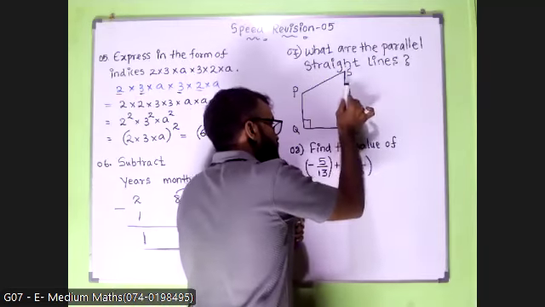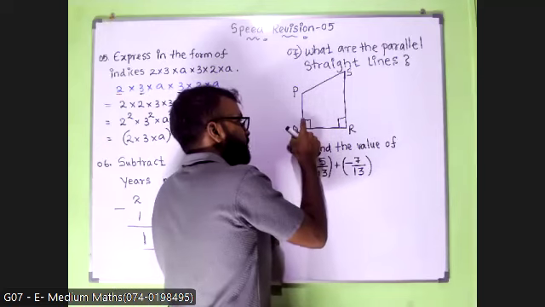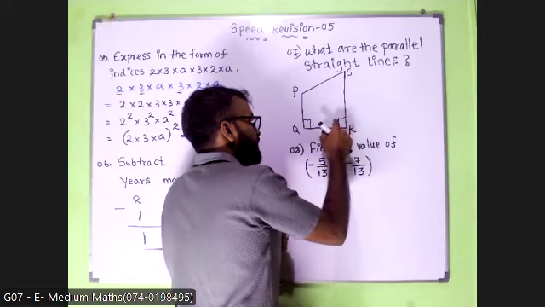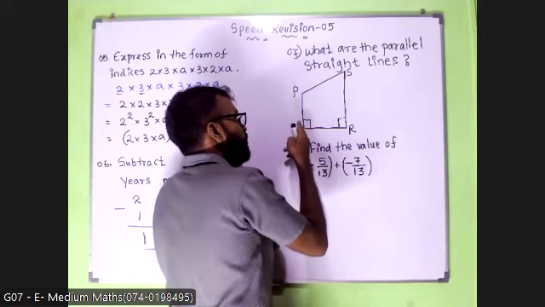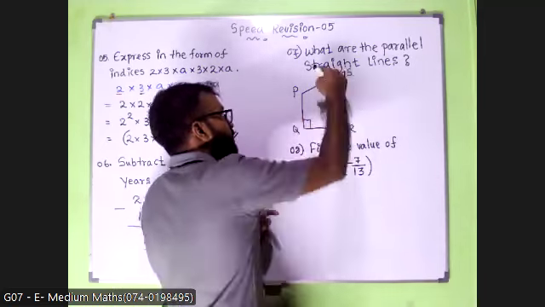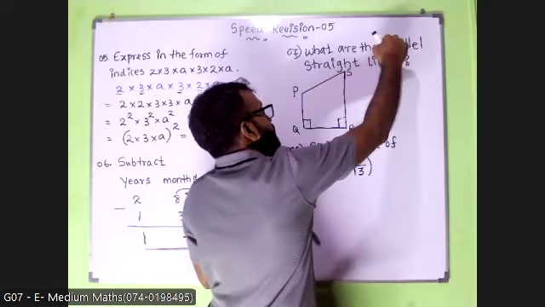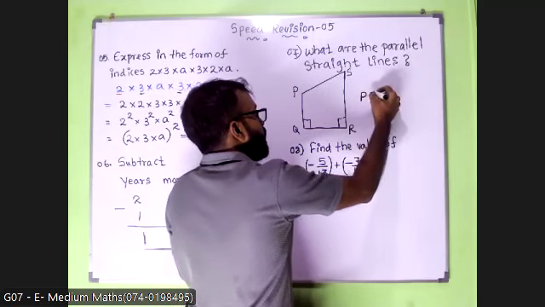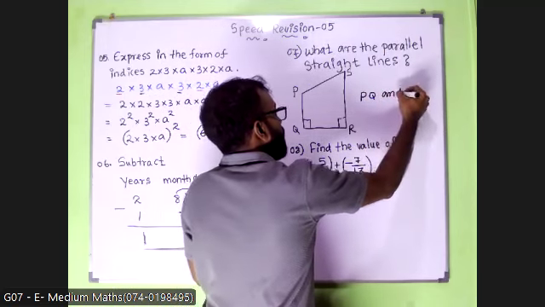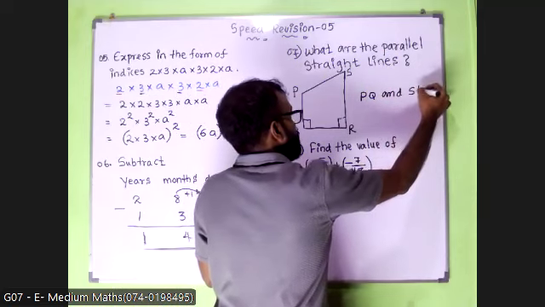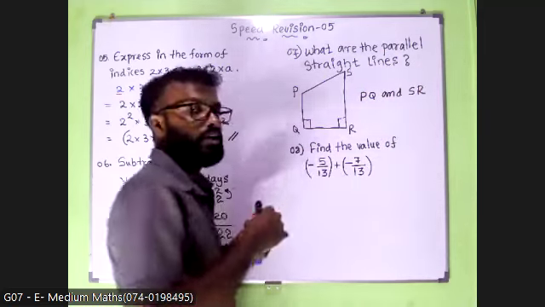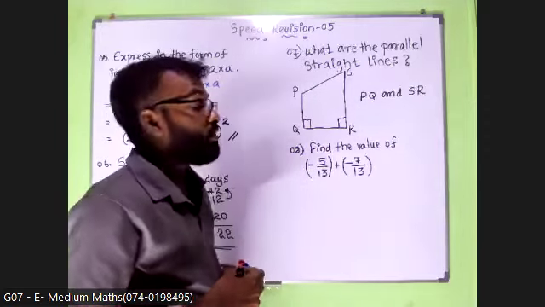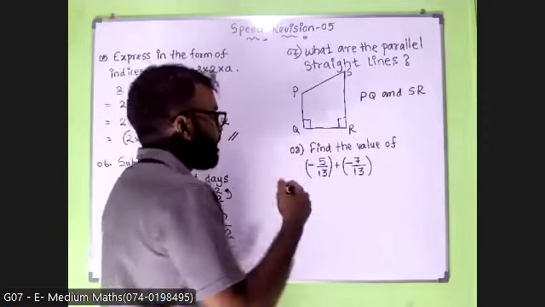So this line is parallel to this line, right? So you can say, because 90 degrees equals 90 degrees, right angle, so PQ is parallel to SR. So you can write that the parallel straight lines of this figure are PQ and SR. These two lines are the parallel lines of this figure because of the two right angles, right?